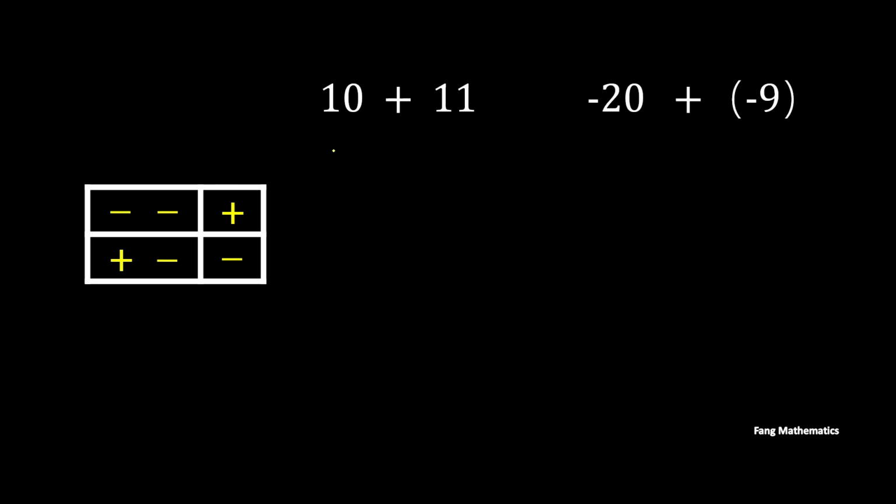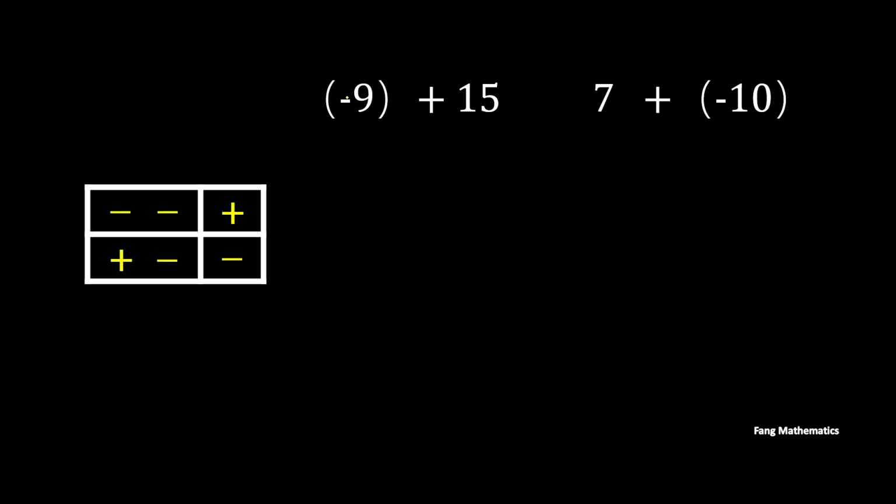Let's look at the examples we have. 10 plus 11. They are both positive numbers, so we can directly add them together. 10 plus 11 gives you 21, and attach the sign that is on both numbers. So plus 21 just gives you 21. And now, on the other hand, you have two negative numbers. They are added together. So we can first ignore the sign and just add the two numbers. 20 plus 9, that gets you 29. And now we are to attach the sign that is on both terms, so minus 29.